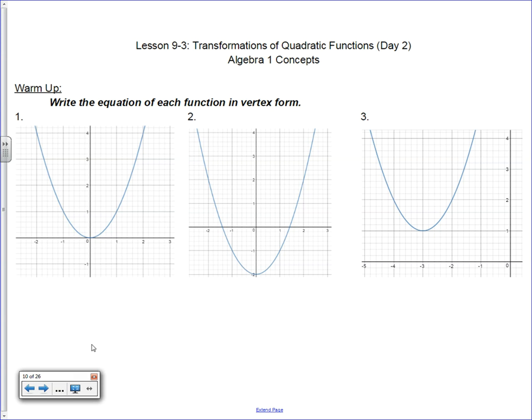I would like for you to write the equation of these functions. Okay, we learned yesterday how to move things. Do we remember this? Moving things? Yes? Okay, so I'm actually going to go a little bit out of order here so we can remind ourselves of what we did, and then we'll go back and do these.